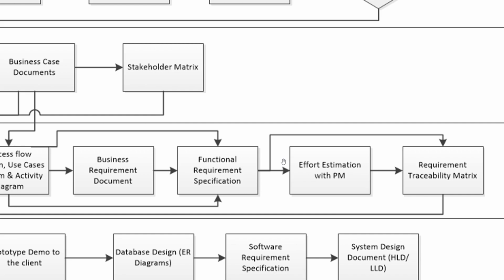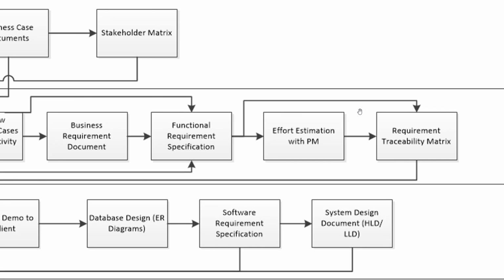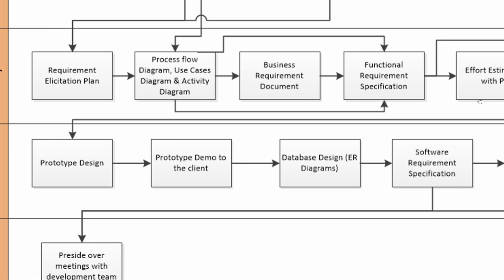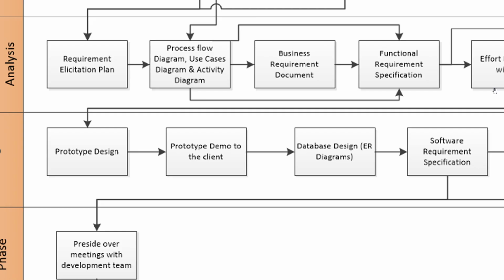So after the effort estimation part, you need to get into a requirement traceability matrix. Basically, this is how you will be able to track each and everything about the project. Whatever points are mentioned in the FRS, you need to write them down and map them, to check whether the test cases, the development or the UAT have been done that way or not. I'll be explaining in the later part of the video how the requirement traceability matrix is going to help you. So after the requirement traceability matrix, you do the prototype design.